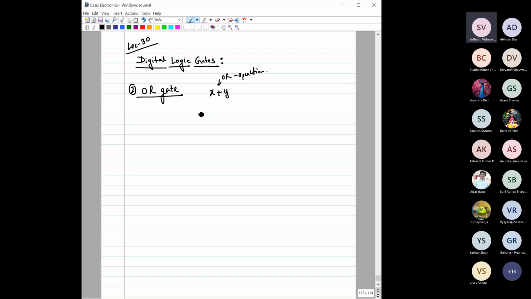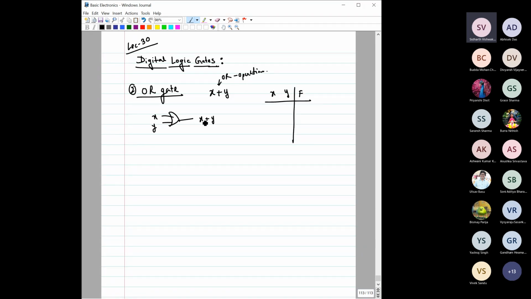Okay, and the circuit symbol of this OR gate is like this. So it is x plus y. Plus here does not mean addition. Remember that it is the OR operation. And then what will be the truth table for this OR gate?